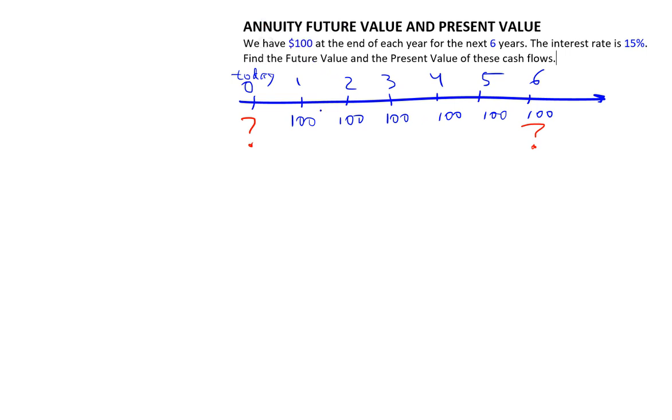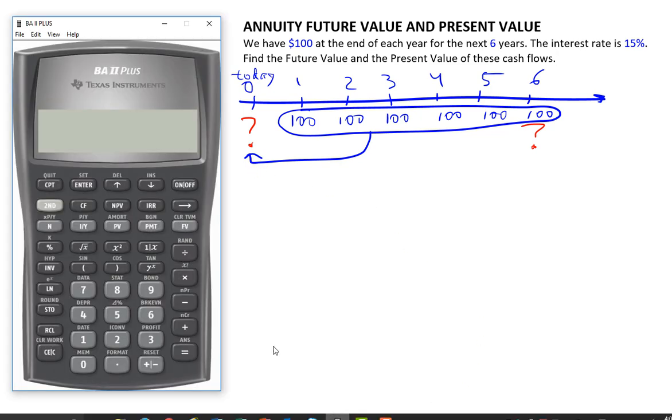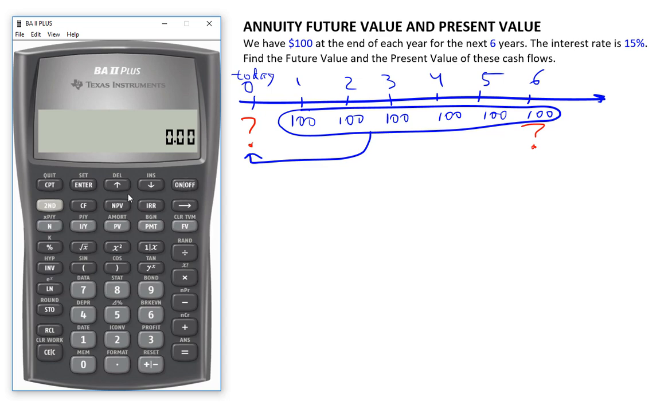Let's start with the present value. Essentially, we need to discount all of these 6 identical cash flows one by one, individual present values, and then add them up. That would be their combined present value. How would we do it in the financial calculator? Let's bring it up, turn it on.